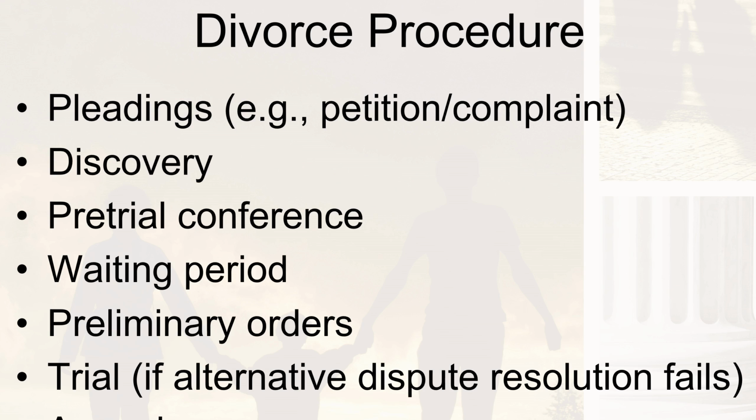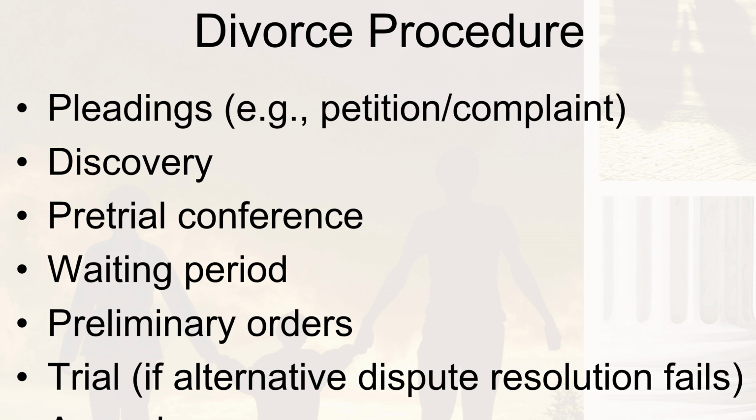Some states will have a compulsory waiting period or cooling off period, for example, 60 days. That usually starts to run from the time the divorce complaint was filed. The courts hope that by implementing a waiting period, tempers might cool down and produce an atmosphere of reconciliation between the two parties.